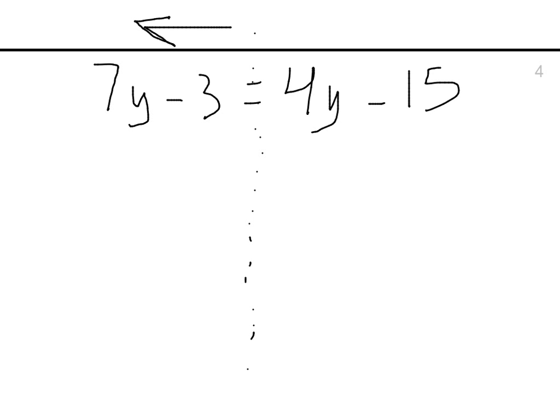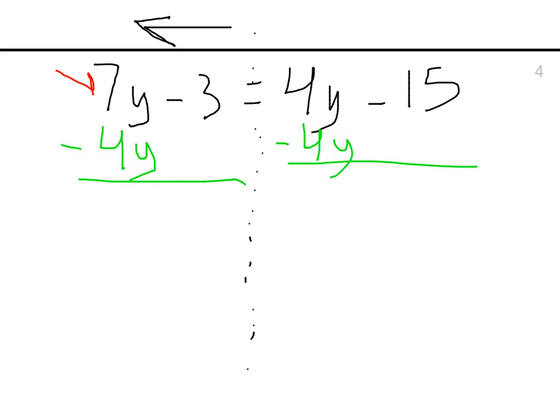So notice, if I want to focus on this guy right here, how am I going to move that positive 4y to my left hand side of that wall? Well, since it's positive, I know I'm going to subtract. So actually, let me get rid of that line so it doesn't confuse anyone. I'm going to subtract 4y from both sides.